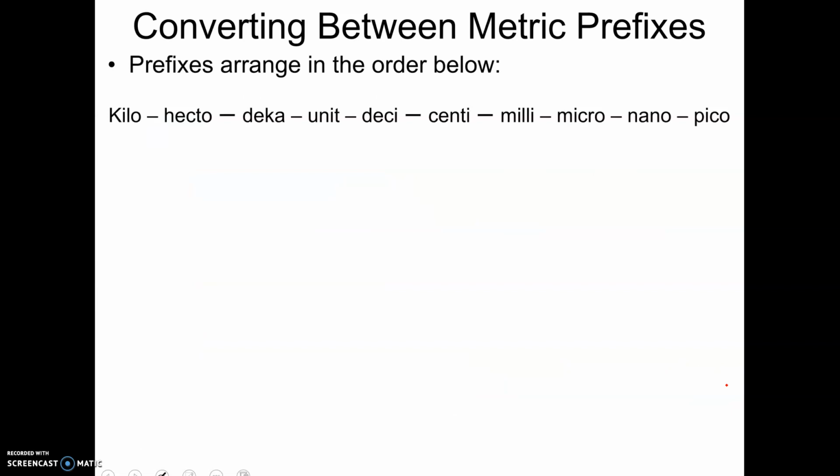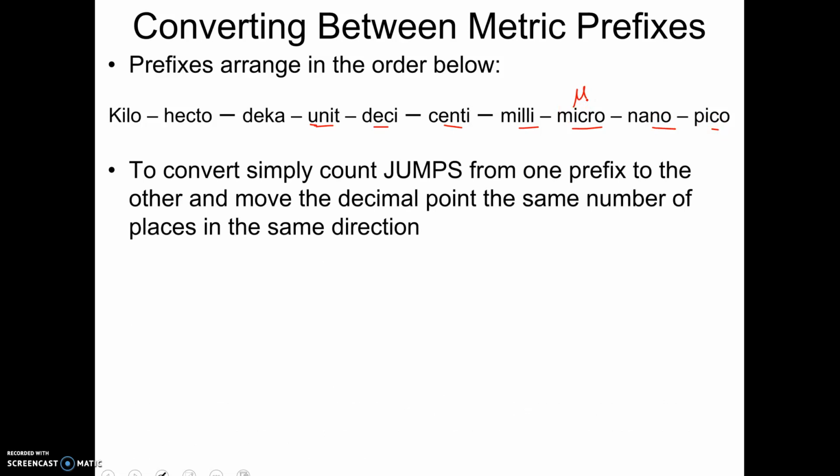So here are our units. King Henry died, basically, this is our base unit. Drinking chocolate milk, missing nature's picture. Remember, this is actually this symbol, micro. Here's how you're going to convert. Every jump from one prefix to the next, you're going to move the decimal point one spot, with the exception, I'm going to add right now, of these three: milli to micro, micro to nano, nano to pico.